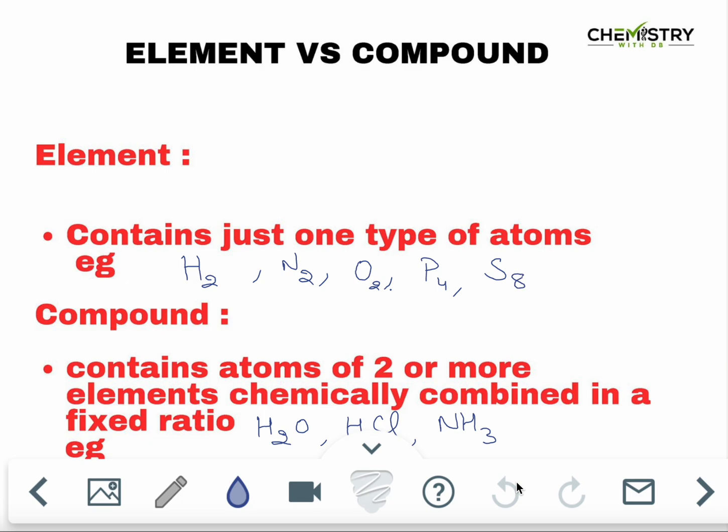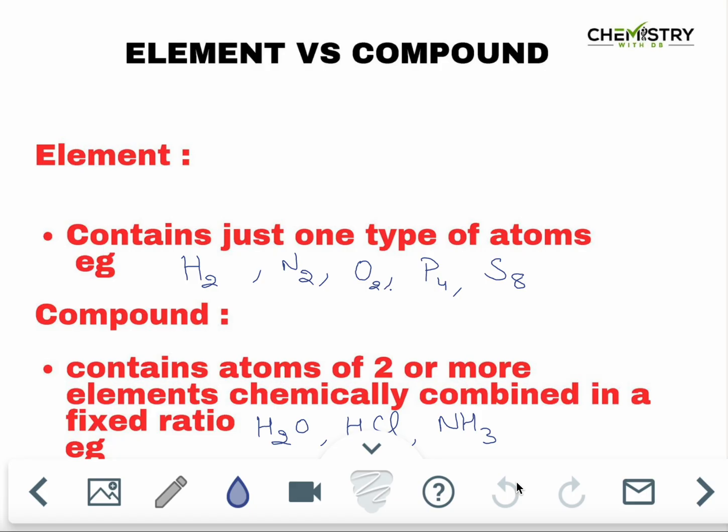But you just need to remember that if that particular species has only one type of atom, then it would be called an element. However, if it contains atoms of two different elements coming together chemically, then it will be called a compound. For example, water, H2O, this has got atoms of hydrogen and oxygen. HCl, hydrochloric acid, which has atoms of hydrogen and chlorine. Ammonia, NH3, which has got atoms of nitrogen and hydrogen. So I hope this was clear.